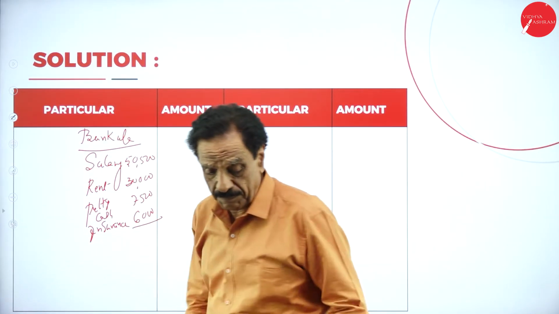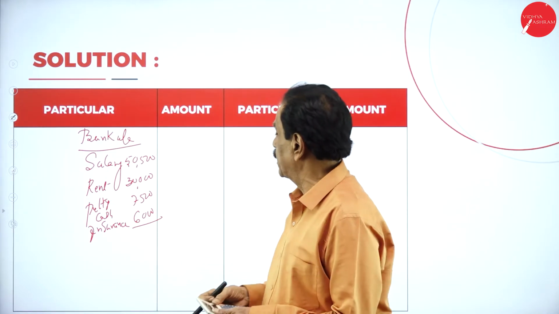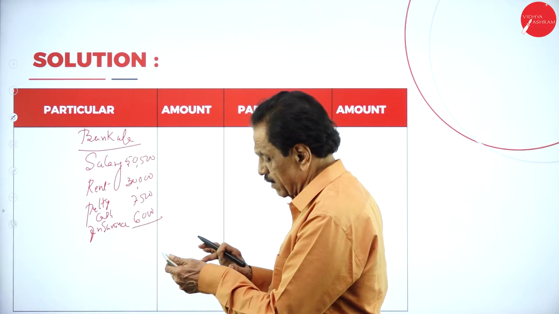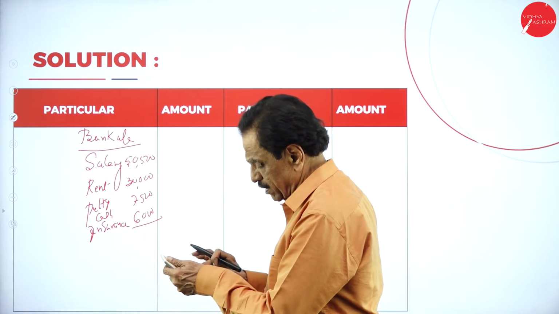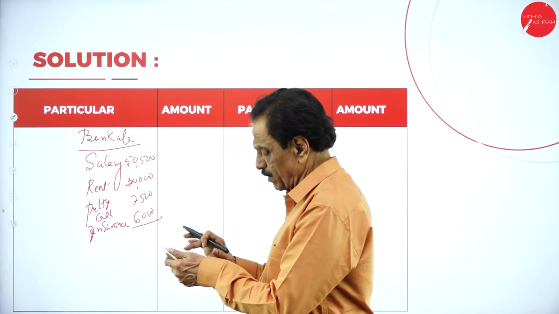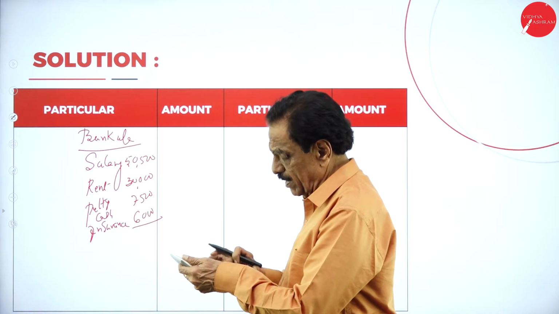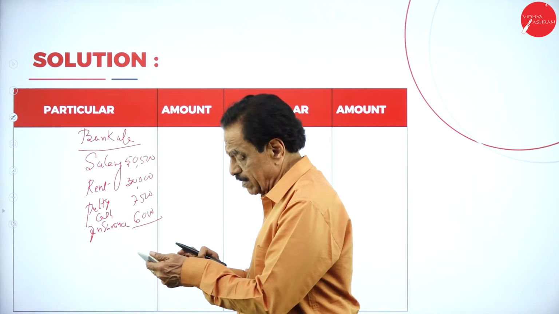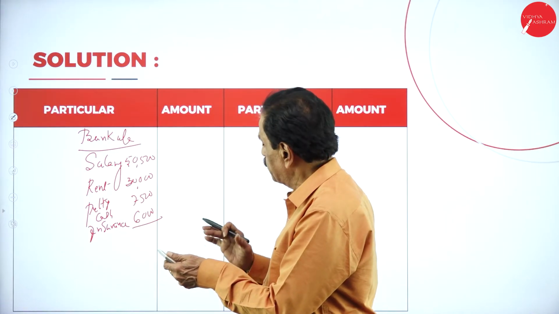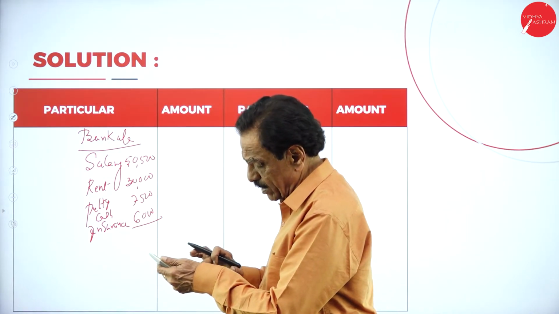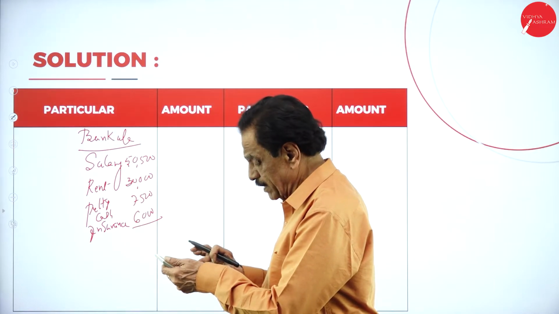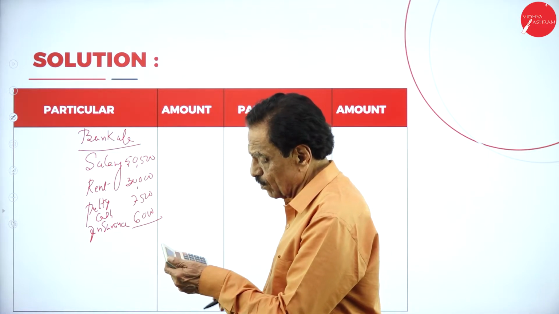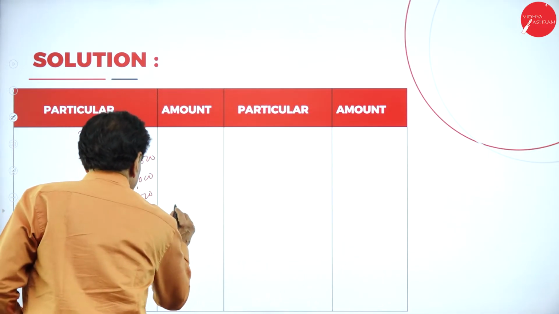Add the figure. It is 50,500 plus 30,000 plus 7,500 plus 6,000, which is equal to 94,000.